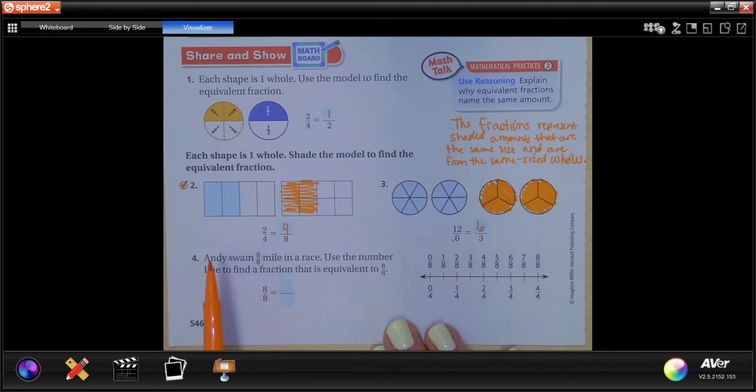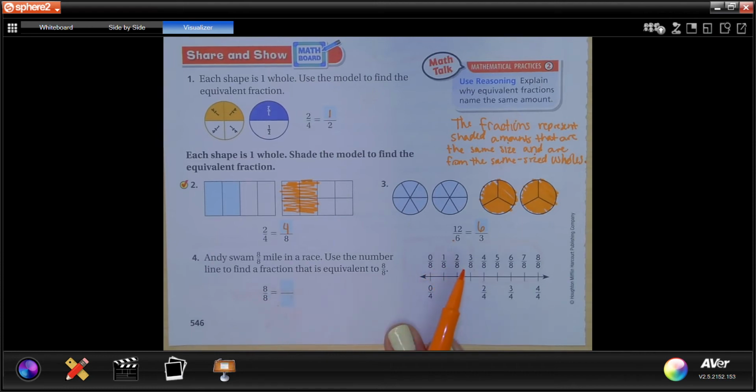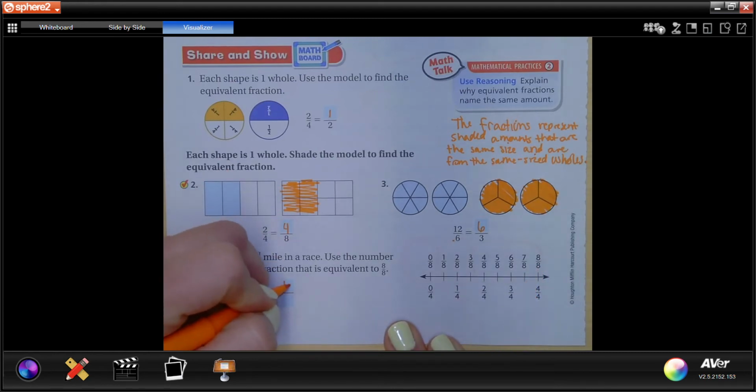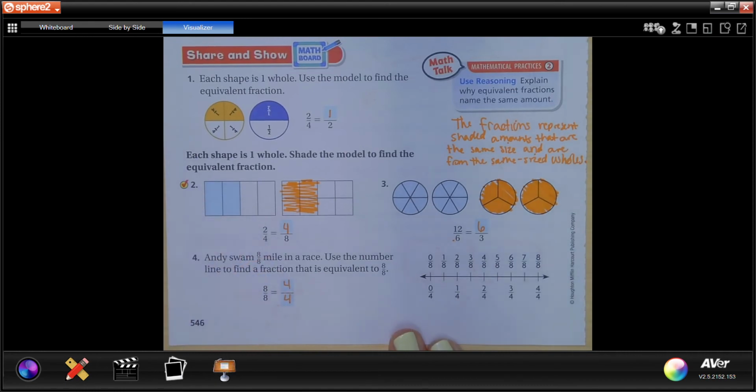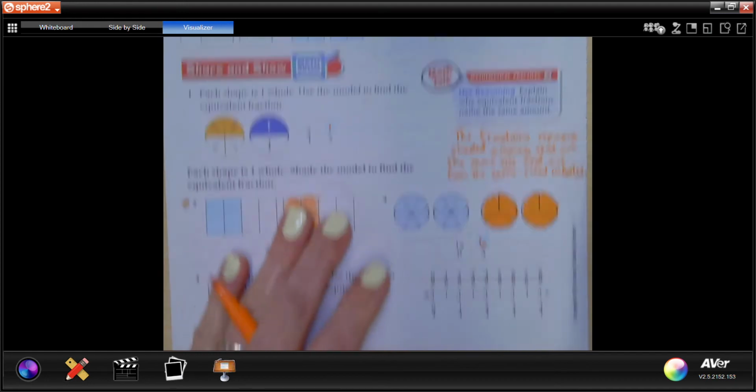Number 4. Andy swam 8/8 of a mile in a race. Use the number line to find a fraction that is equivalent to 8/8. Okay, so 8/8 is equal to which fraction? Well, if we go and find 8/8, it is equivalent to 4/4. Okay, once you're done writing, we're going to move on to page 547.